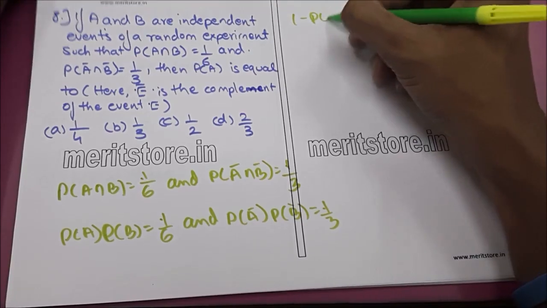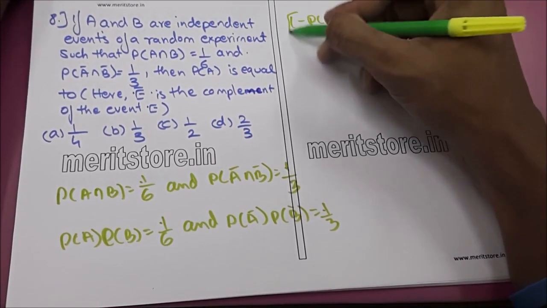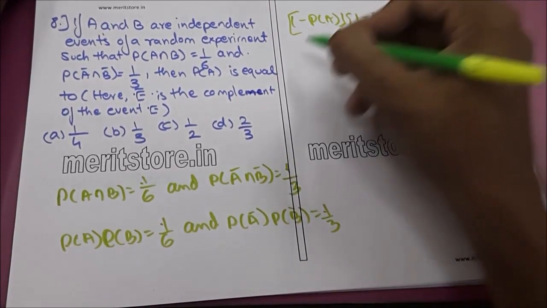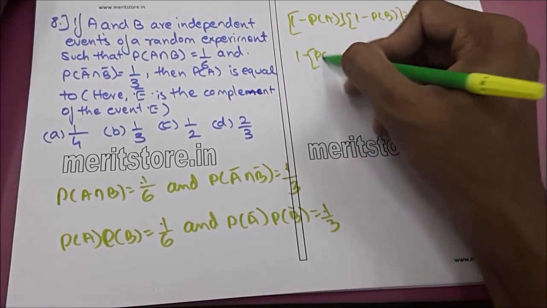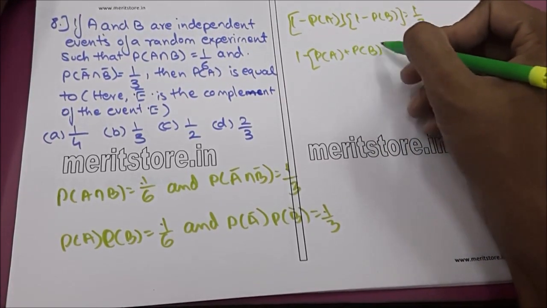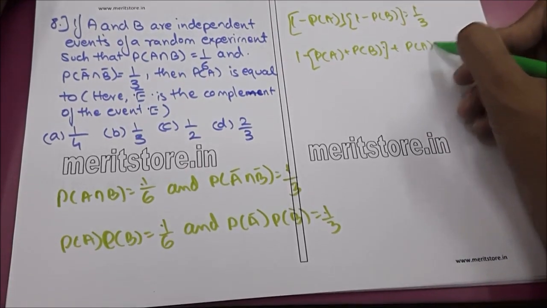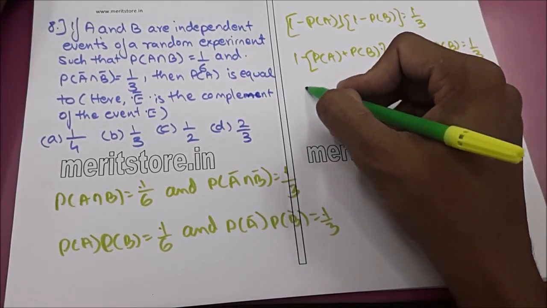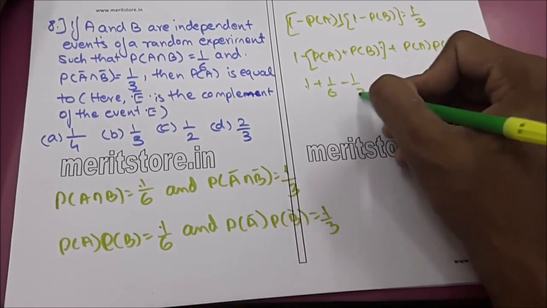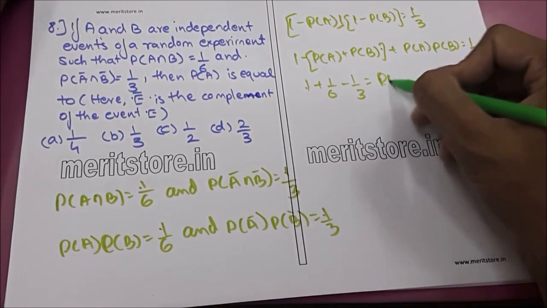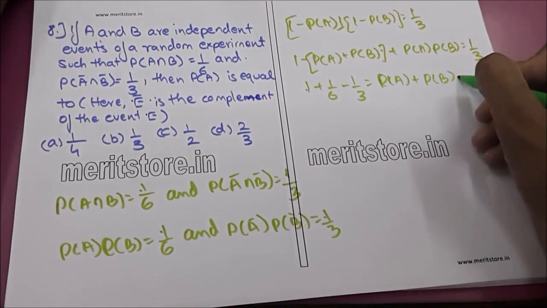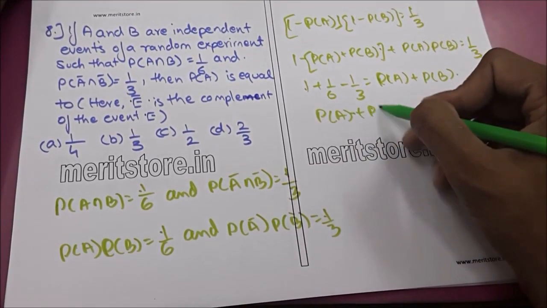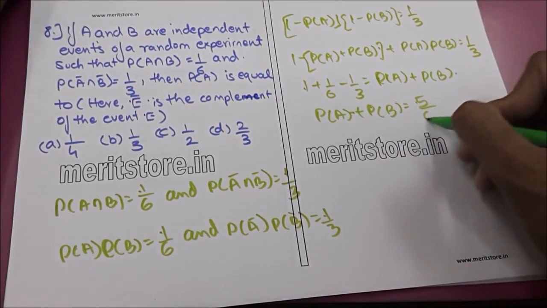So 1 minus P(A), 1 minus P(B) is equal to 1 by 3. We solve this, we get P(A) plus P(B) minus P(A) into P(B) equal to 1 by 3. We substitute the values, we get 1 plus 1 by 6 minus 1 by 3 is equal to P(A) plus P(B). We solve this, we get P(A) plus P(B) is equal to 5 by 6.